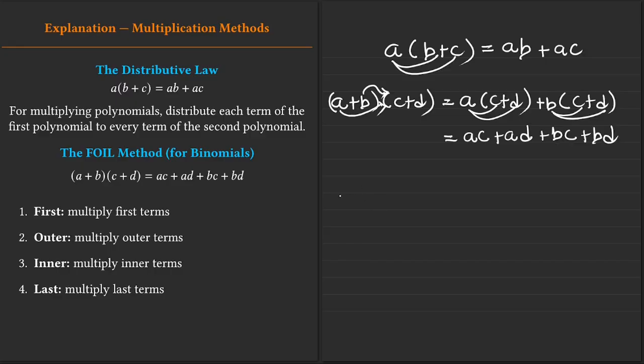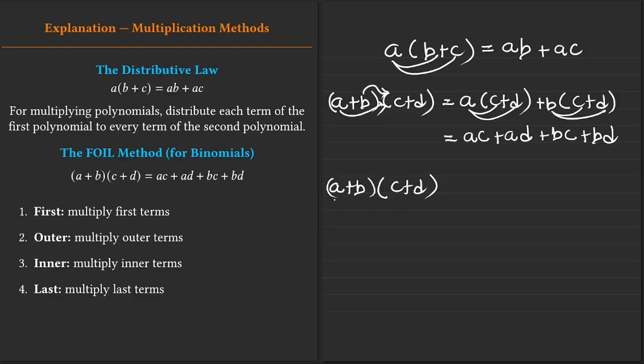But the FOIL method is saying if we don't actually want to write this whole step we have here, then we want to skip and then quickly write our final answer. So it says if you have a plus b, and that is multiplying c plus d, then we should take note of what we have as our first term. So the a here becomes our first term, and the c here also becomes the first term. Now there's also another name we call the outer terms. So this a is also an outer term, and the b is also an outer term.